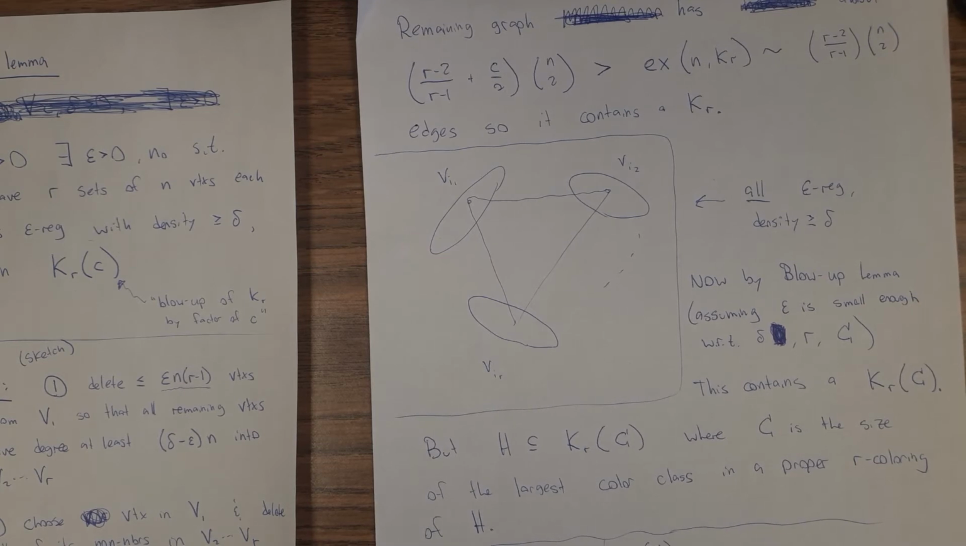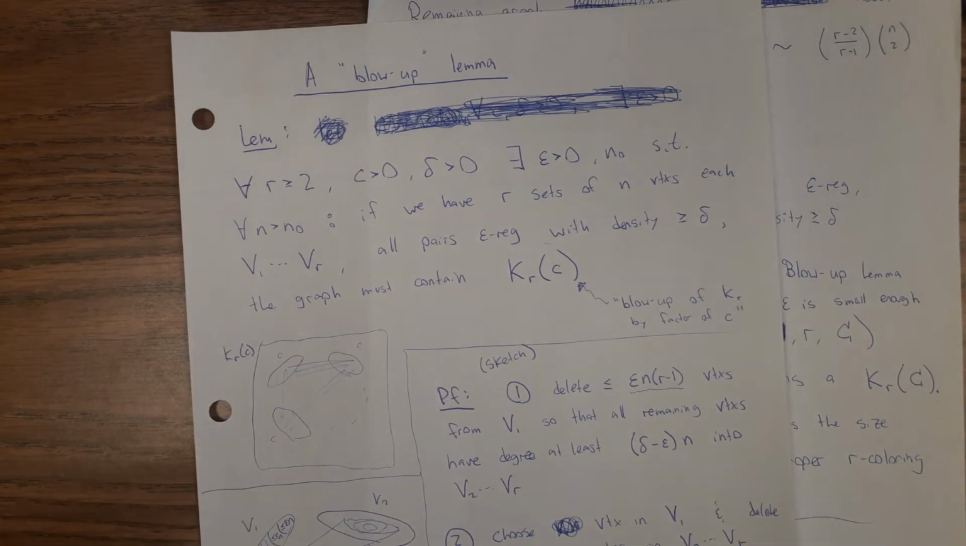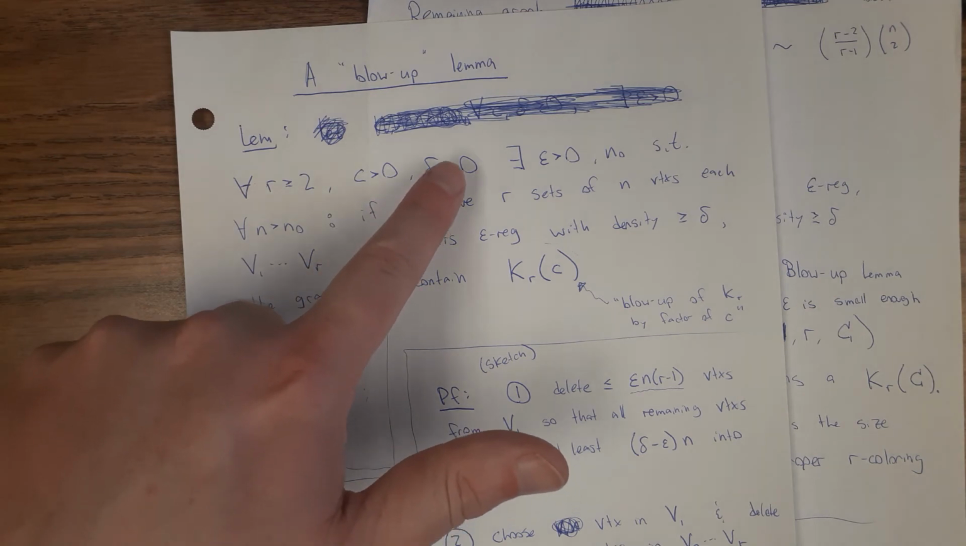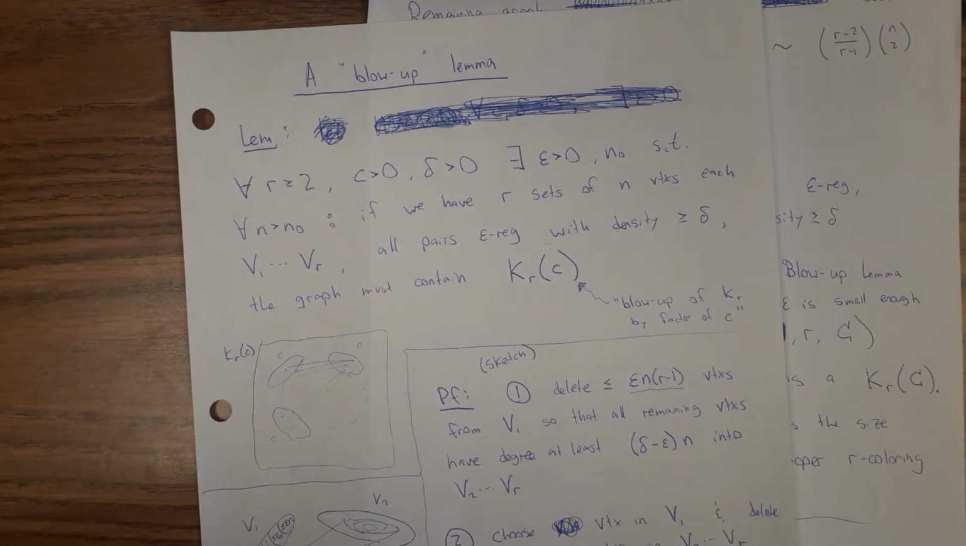Also, let's talk for a moment about choosing the quantifiers here. Because this brings in more restrictions of how one must choose epsilon and delta. This just says, if I fix an R and a C and a positive delta first, then there exists an epsilon that's small enough with respect to those choices. But that's okay.